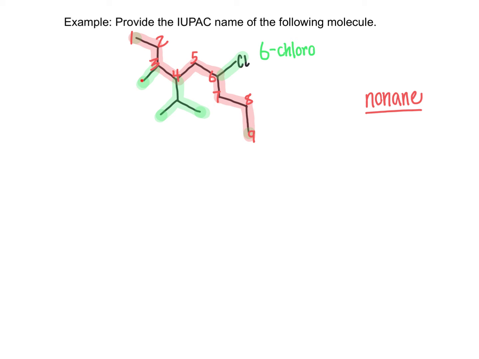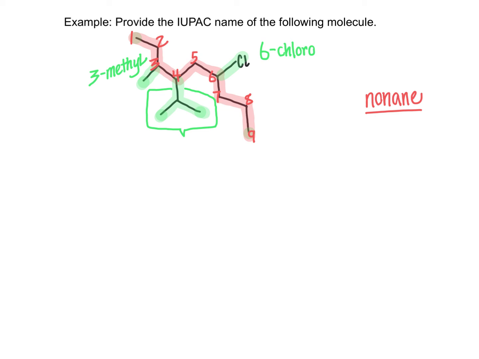Now at position 3 over here, we have a methyl group because that's a 1-carbon branch. So we call it a 3-methyl, again separating numbers from letters using dashes. And then our challenge branch is this branch right here.